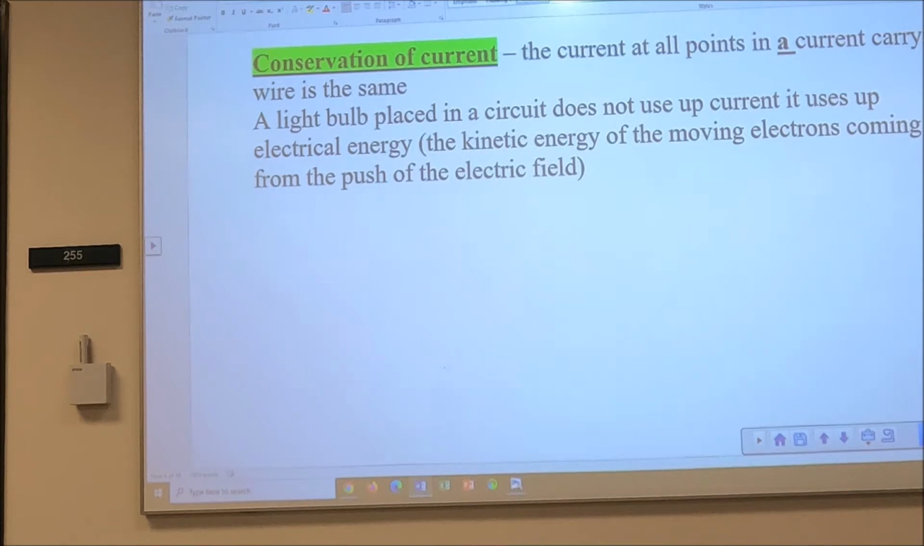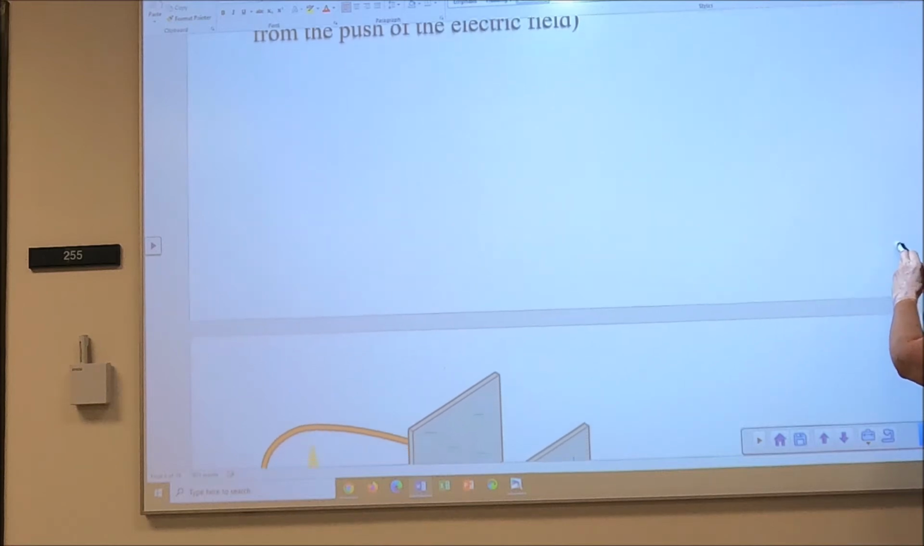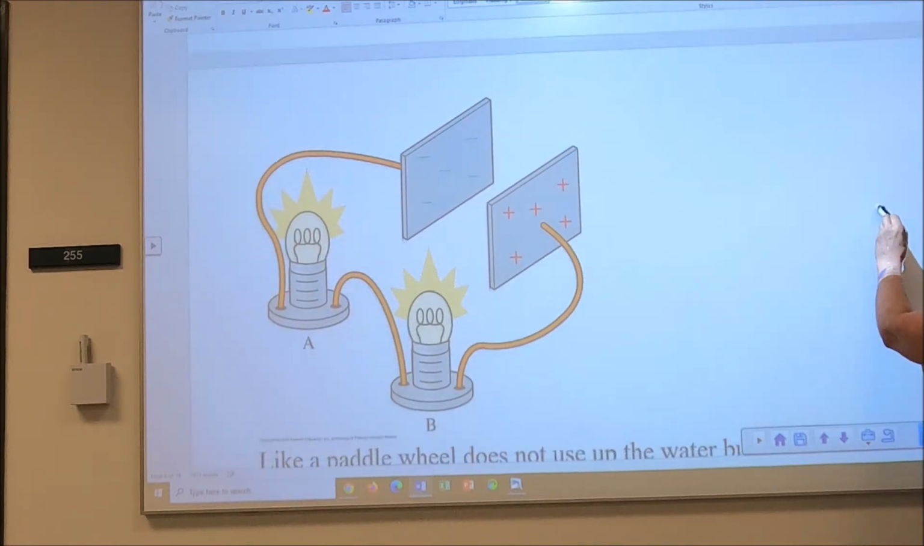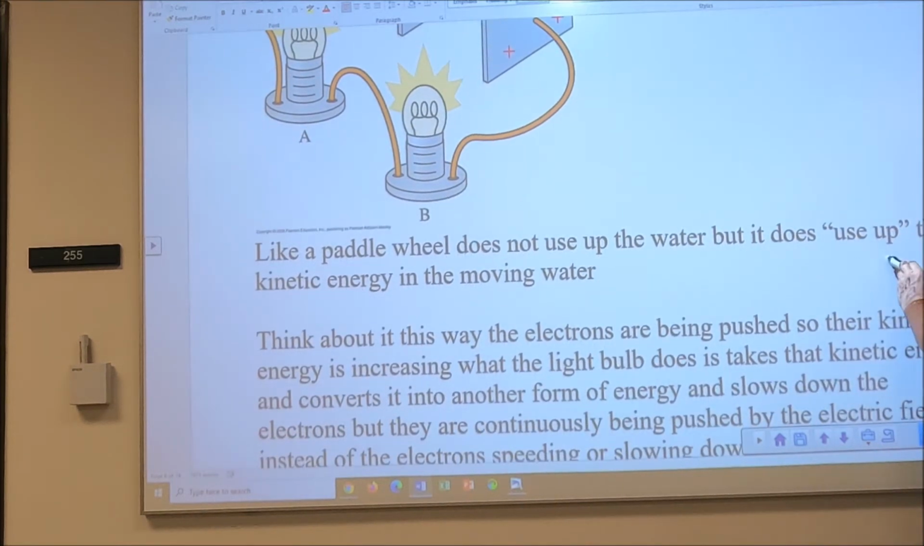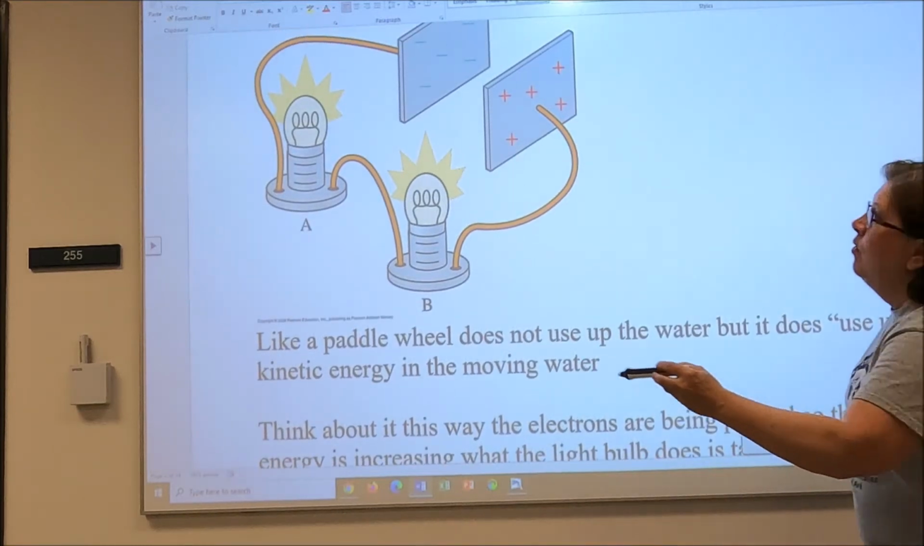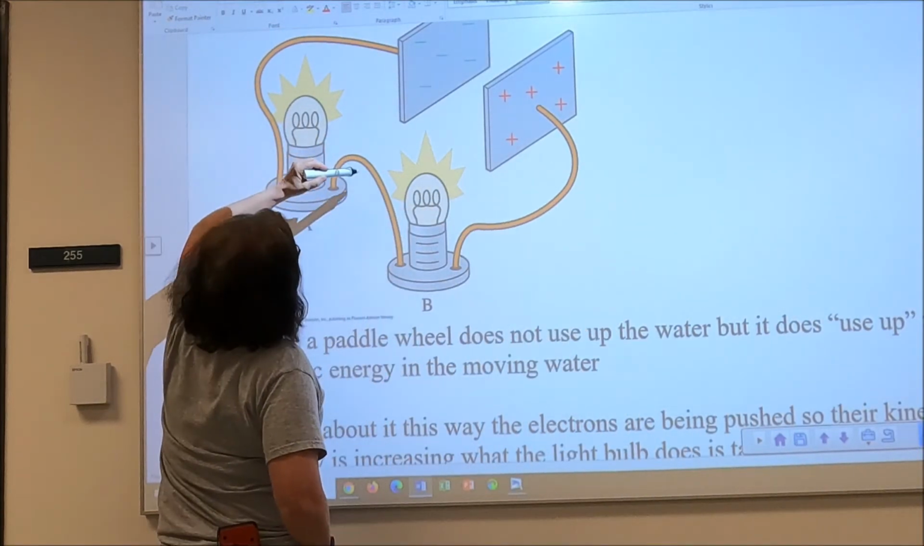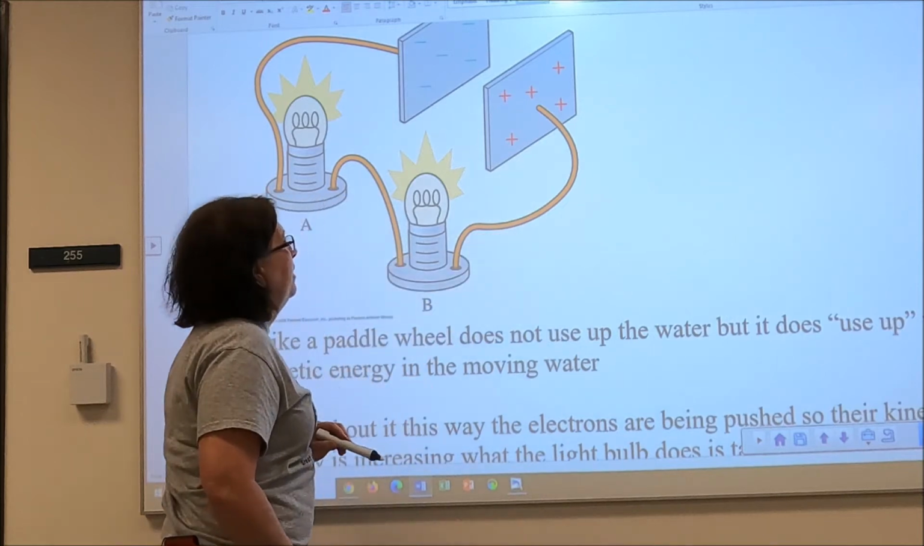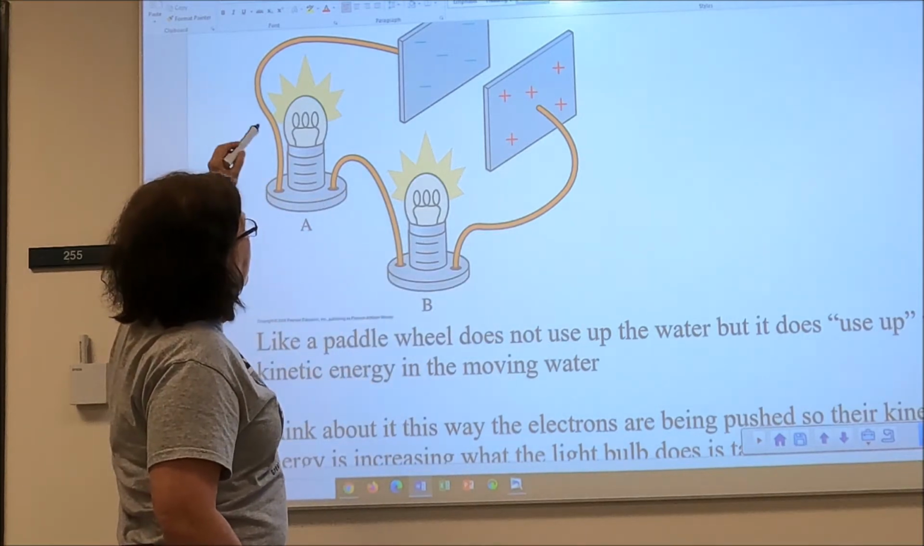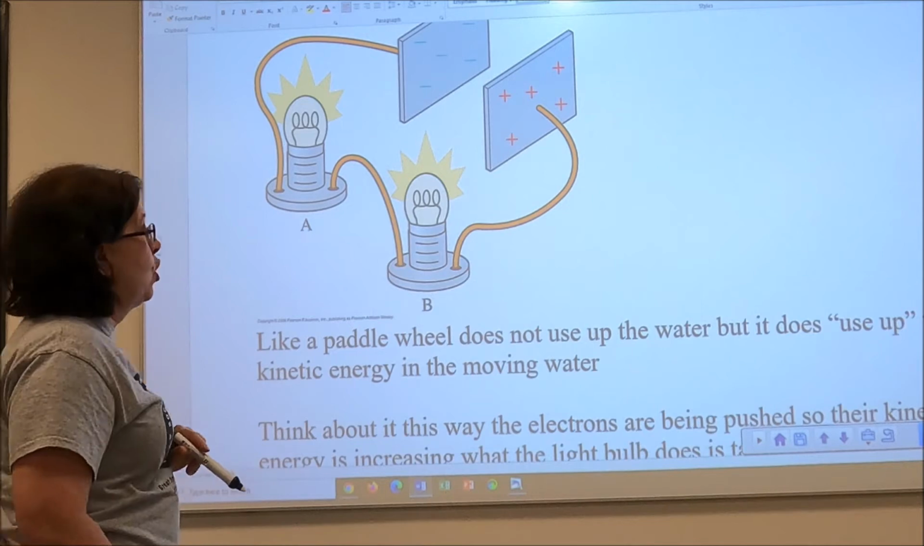So what we do is we're continuously pushing on the electrons with the electric field, which gives them kinetic energy, and we pull that kinetic energy out and use it to light up the light bulb. We convert it into electricity, but we're continuing to push, so we're continuing to put things in. Okay? So if I were to look at a point here, or a point here in this circuit, they would all have the same current.